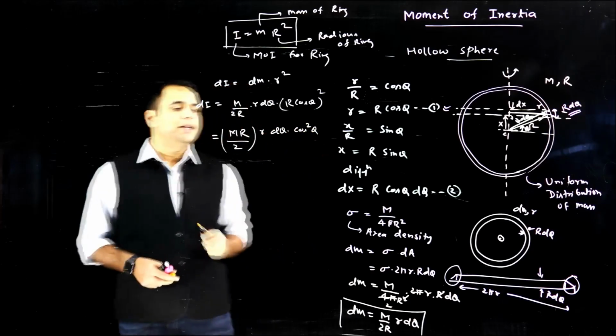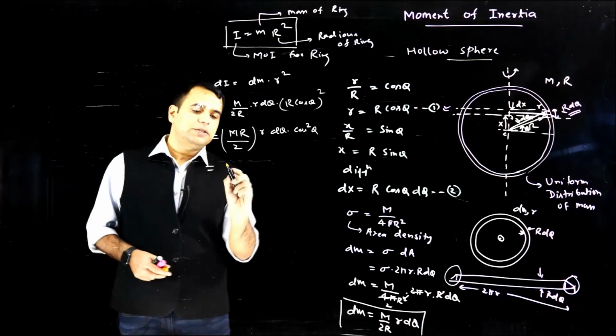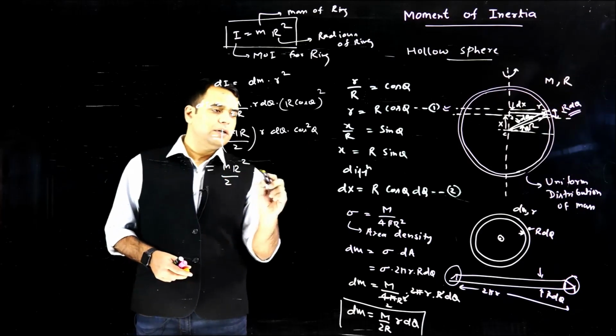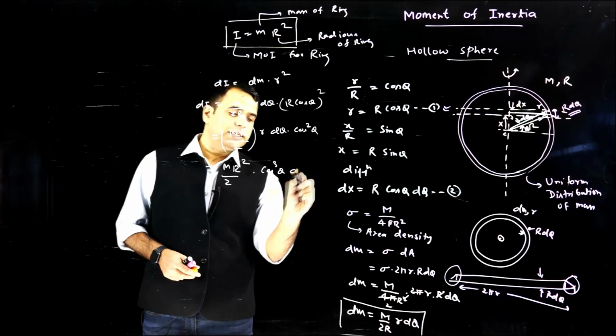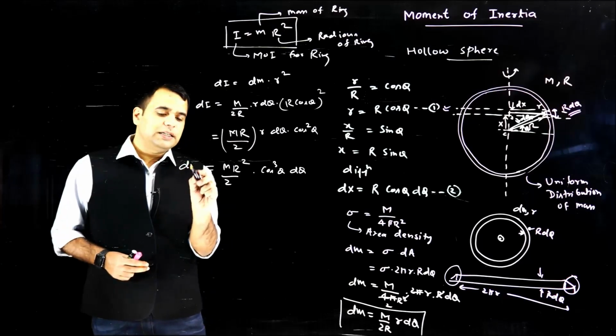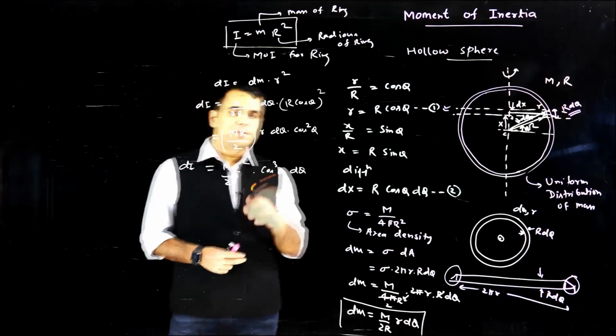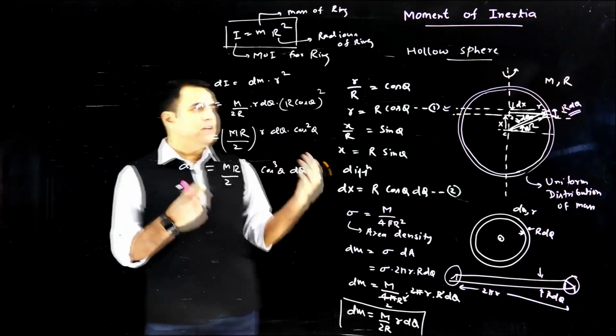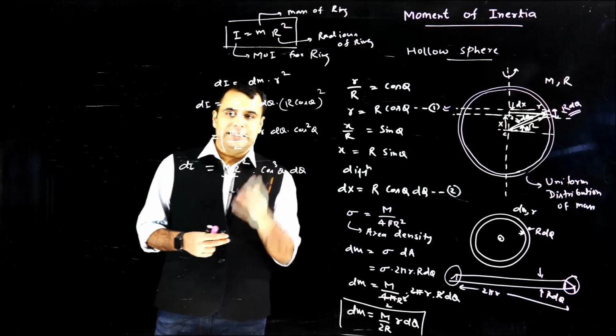There is one more R here. If we replace that one also, it will be mR square by 2 cos cube theta d theta. So this is the moment of inertia. This is the moment of inertia for my element, which is a ring shaped element. Okay. Now to calculate the total moment of inertia for this hollow sphere, we need to integrate this.